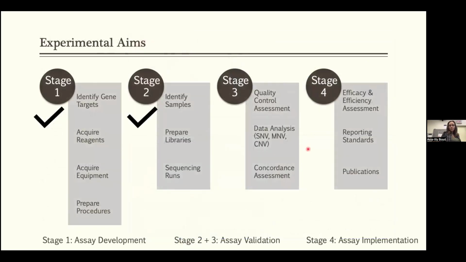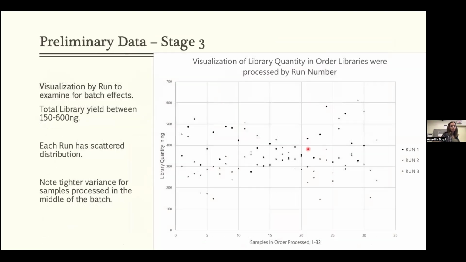Now, going into parts of stage 3, which is the quality control assessment. This here is a visualization of library yield that we had obtained for the first 3 runs that were done in the order that the samples were processed. So in the order the samples were physically located in the run. Now, every sample in this graph did pass our minimum requirement. So our minimum requirement of yield was 100. So the line, sorry, again with my laser here, 100 nanograms was the minimum going forward.